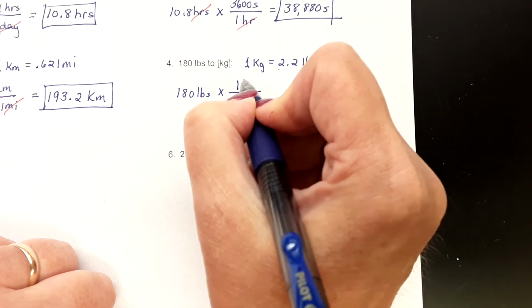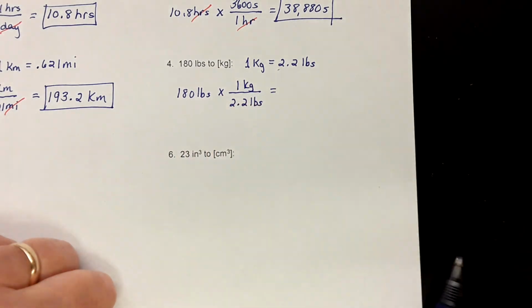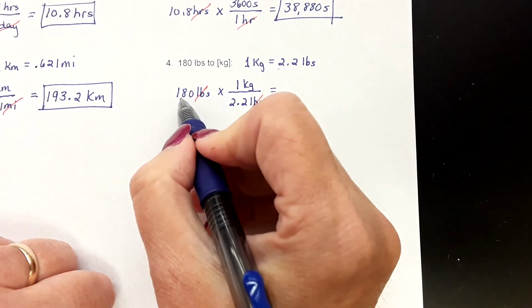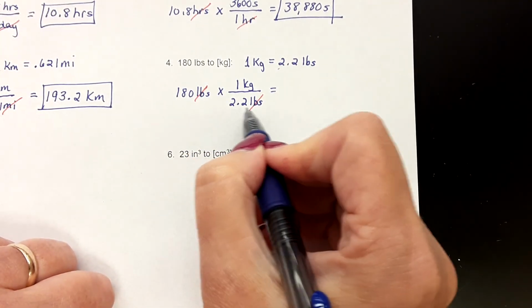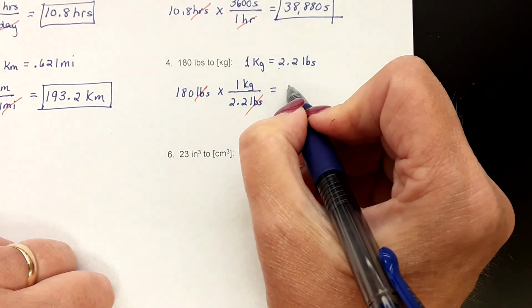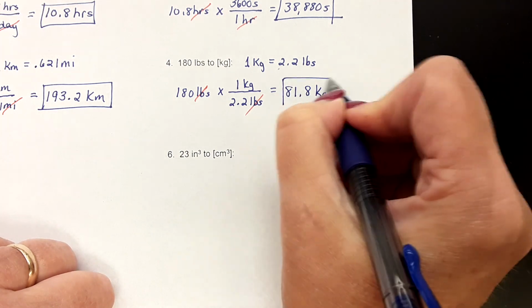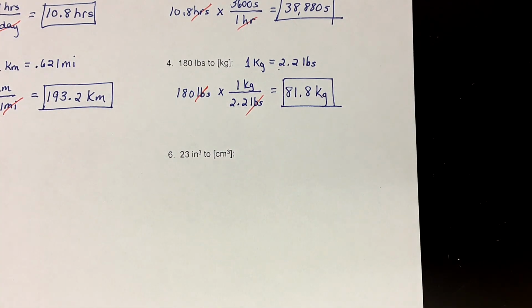And the kilogram goes on the top. So again, look what you're going to have to do. This time you're going to divide 180 times 1 divided by 2.2, and you should end up with 81.8 kilograms for the answer. Okay?